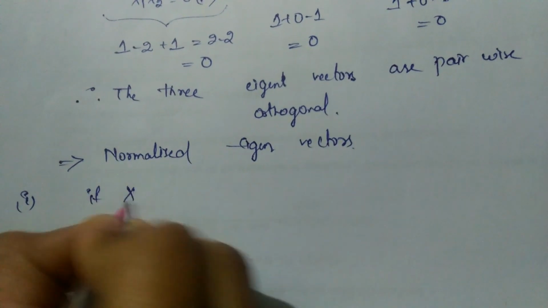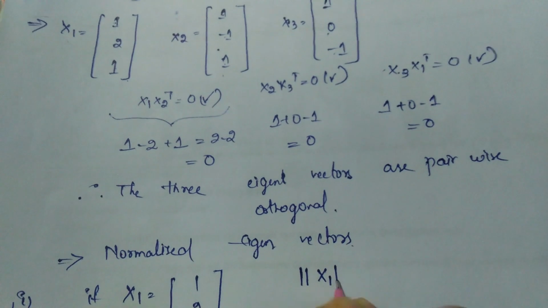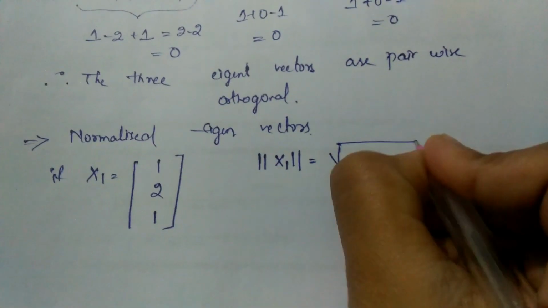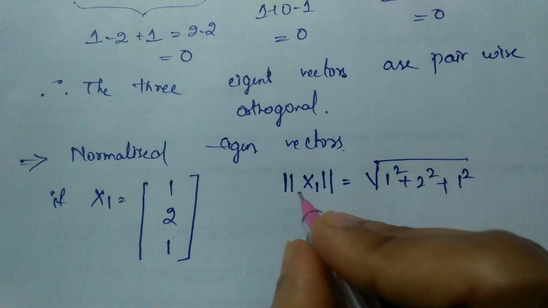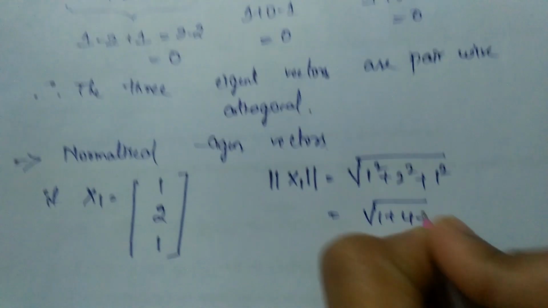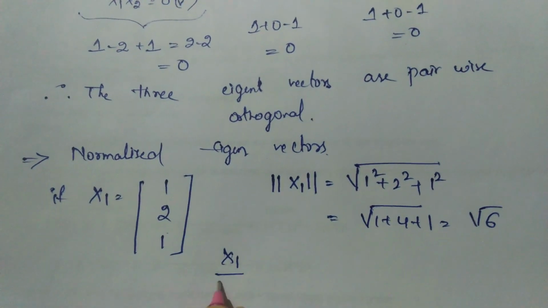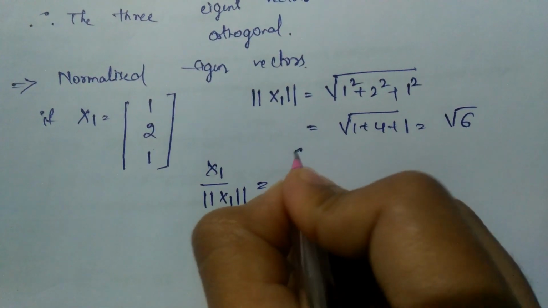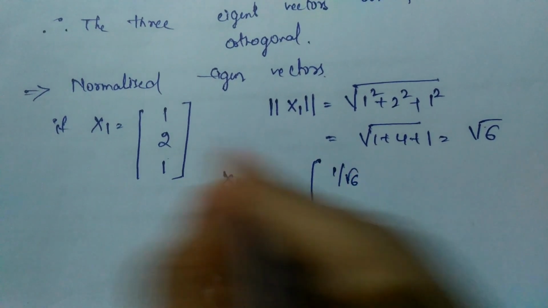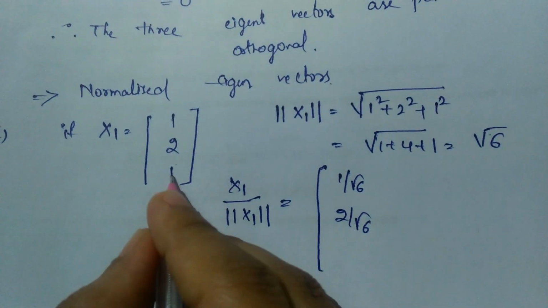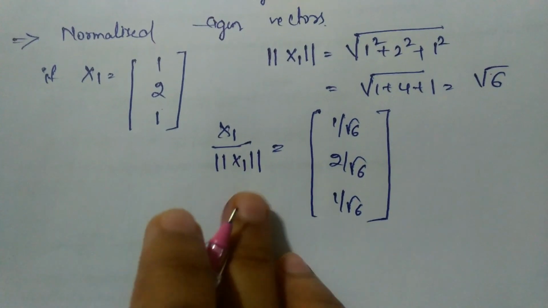First, if x1 equals 1 2 1, this is the first eigenvector, we need to find out norm x1. We have discussed norm x1 is nothing but under the root of 1 square plus 2 square plus 1 square. Then that equals 1 plus 4 plus 1, that is root 6. Then we need to find x1 by norm x1, which we write in the form of a matrix as 1 by root 6 is the first element, 2 by root 6 is the second element, and 1 by root 6 is the third element. So this is x1 by norm x1.